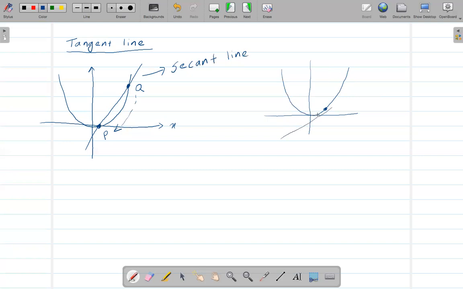Oops, it has to touch. Yeah, it has to touch this. Let me just go back. Let me make this line one more time. Yeah, it has to touch just this point P. So Q is approaching towards P. That means there is just going to be one line, and this line is touching just one point on this graph, which is P. So this kind of line is called a tangent line.